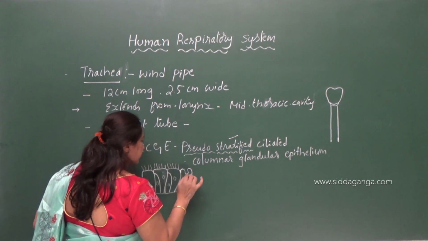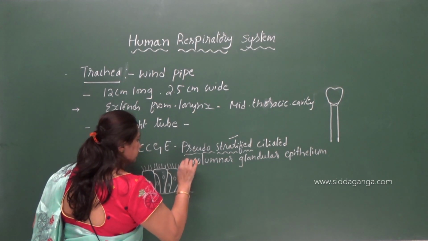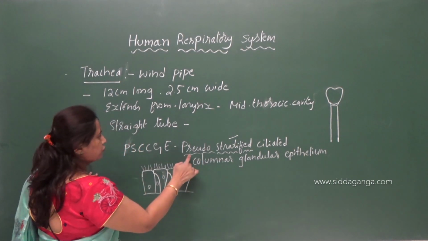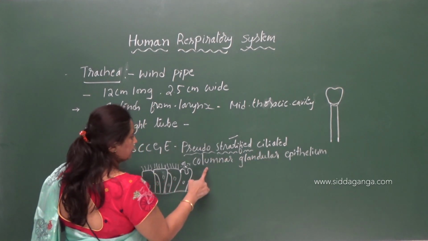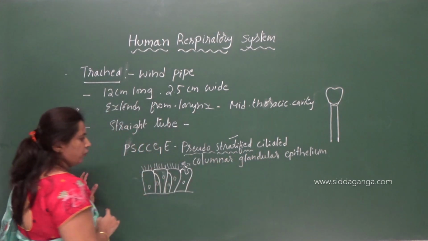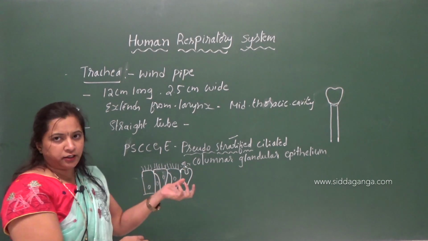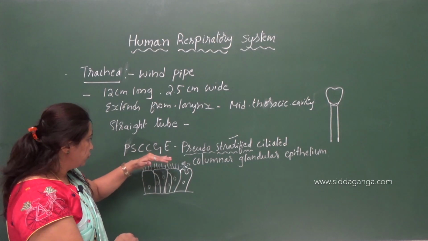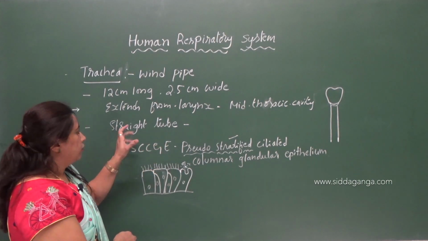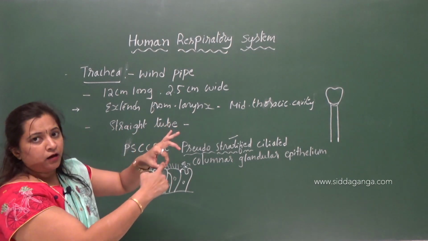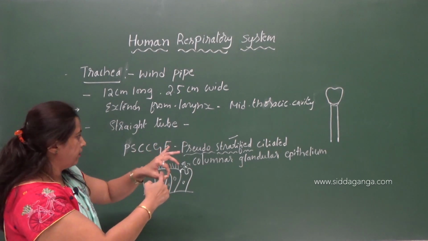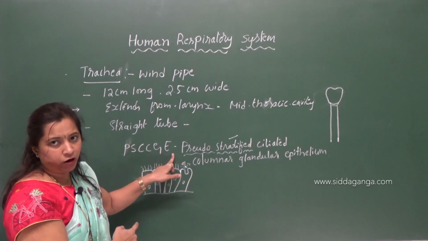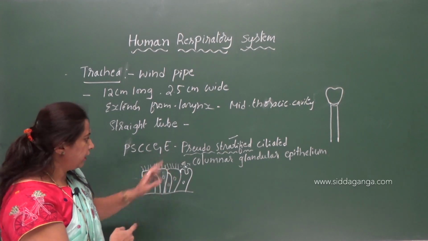Okay. So this will secrete the mucus. So this type of epithelium is called as what? Pseudostratified ciliated columnar glandular epithelium. Okay, so this you will learn in another chapter, that is structural organization in animals. But here you just know that the inner lining of the trachea is made up of which epithelium? Pseudostratified ciliated columnar glandular epithelium. Understood?